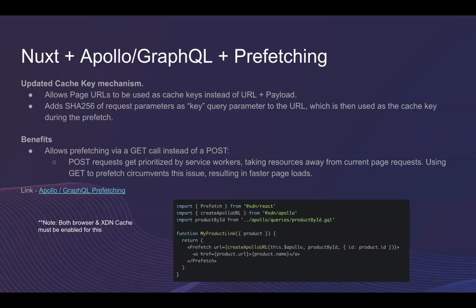The benefit of using that is that if you make a prefetch using post call, service worker prioritizes that page above the current page requests that are already happening, which results in slower page loads. So using get call, we could postpone the prefetching after the page is already loaded, which results in faster page loads in a nutshell. The documentation for this is again available on developer.moovweb.com.